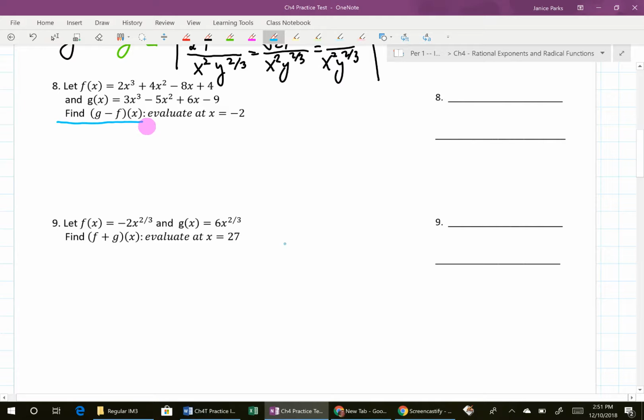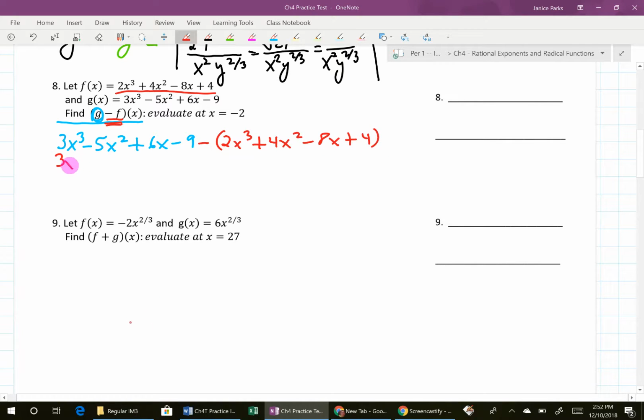we need to find g minus f of x. So g of x is 3x to the third minus 5x squared plus 6x minus 9. That's this one. But we're subtracting the f of x function. 2x to the third plus 4x squared minus 8x plus 4. So we have to distribute that minus sign. So it becomes minus 2x to the third. Basically, all of these signs will change. And then we'll combine like terms.